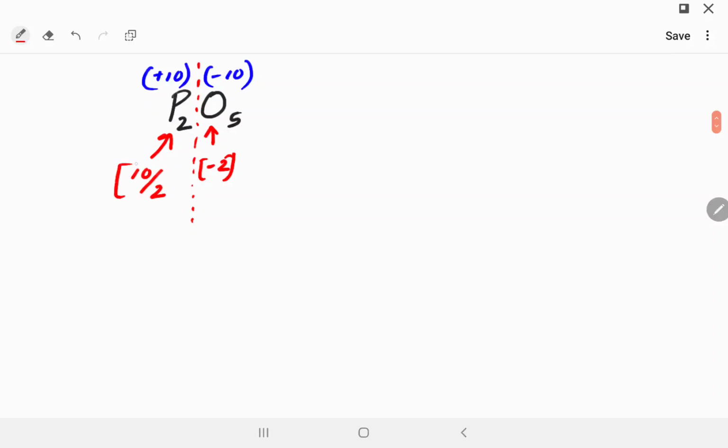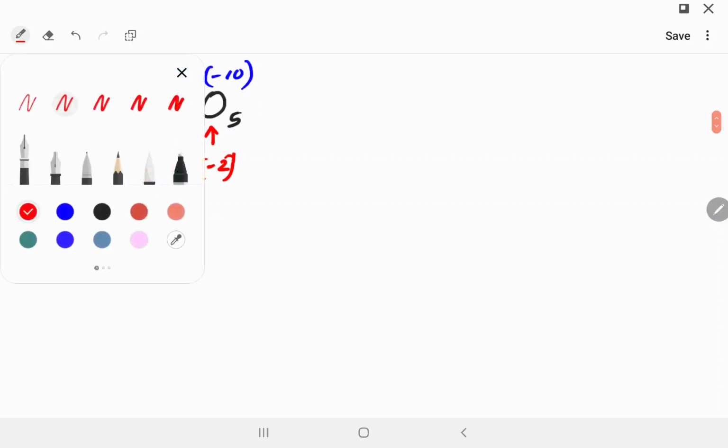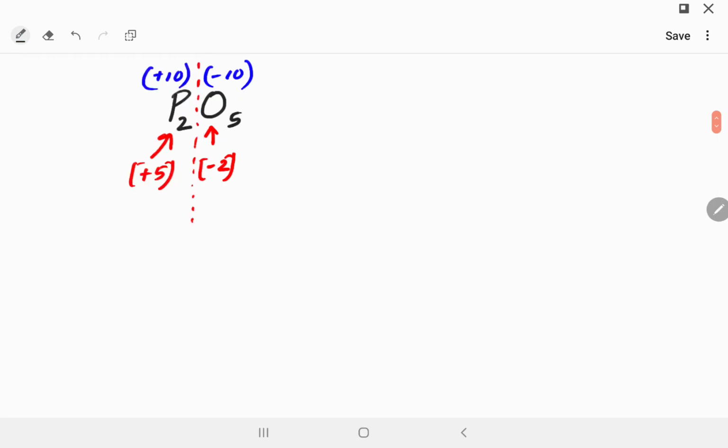Why? You have +10 coming from 2 phosphorus, so 1 phosphorus should be half of that. So the phosphorus oxidation number is 10 divided by 2, or +5. Get it? So let's do some more examples. Practice makes you perfect, so you will have to keep on doing them.